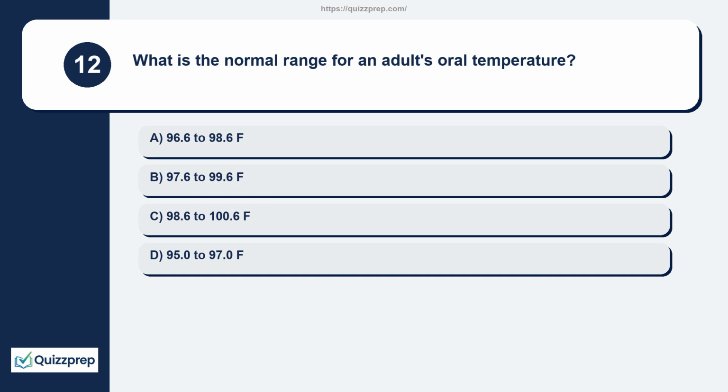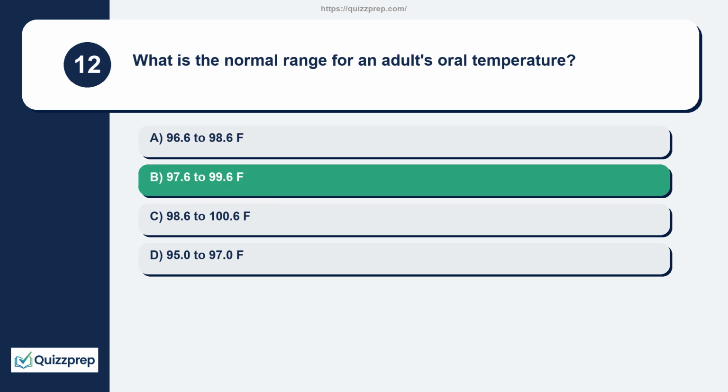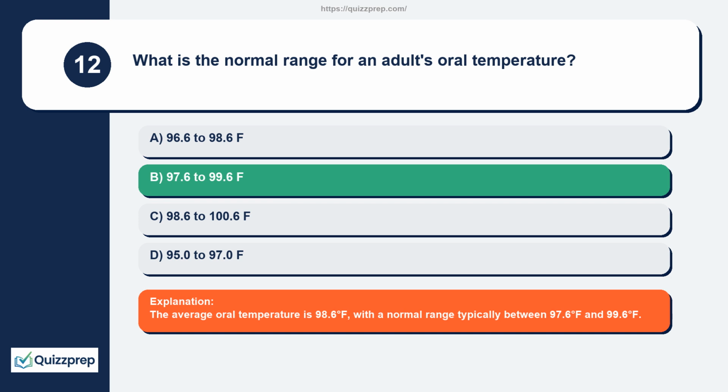Question 12. What is the normal range for an adult's oral temperature? 96.6 to 98.6 F, 97.6 to 99.6 F, 98.6 to 100.6 F, 95.0 to 97.0 F. The average oral temperature is 98.6 degrees Fahrenheit, with a normal range typically between 97.6 degrees Fahrenheit and 99.6 degrees Fahrenheit.